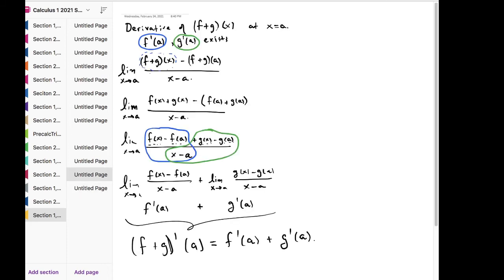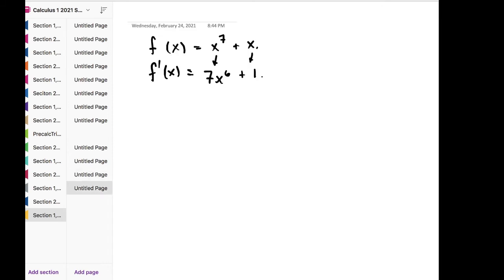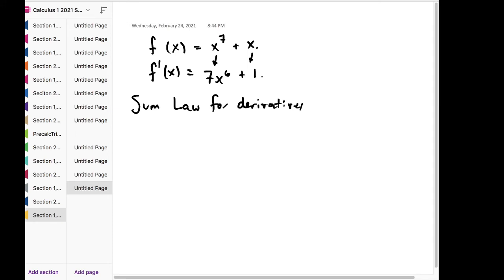So this is called the sum law for derivatives: (f plus g) prime of x is equal to f prime of x plus g prime of x. Okay, great. That means that we can solve a whole bunch of other things without having to take a limit definition. Okay, let's do another one.